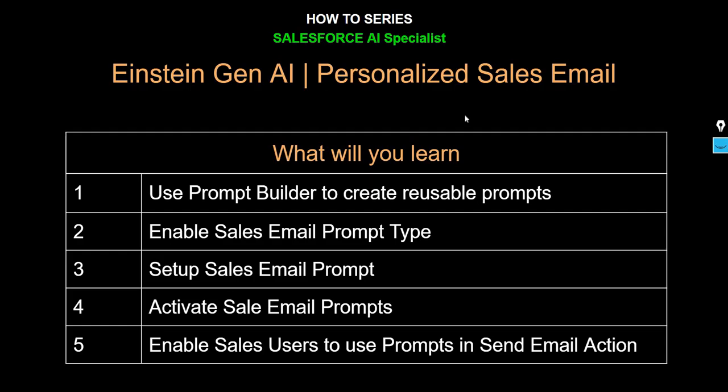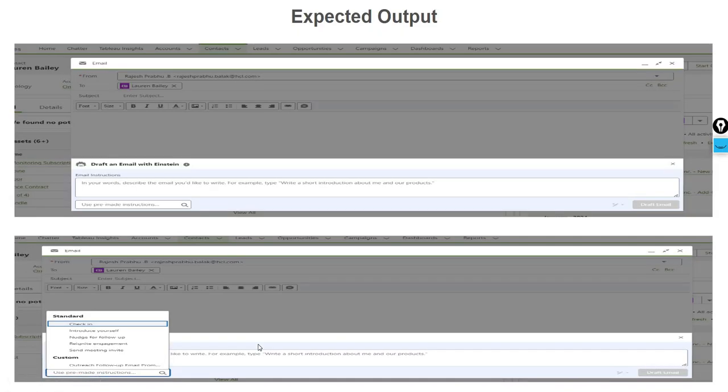We will talk about the prompt type. There are different types of prompts that we can create in Salesforce. The one that we're going to focus on now is sales email. We'll see how we can enable that and start using it, and then see how we can open up the prompt for sales users to start using it. So this is what we're going to learn, and this is the expected output.